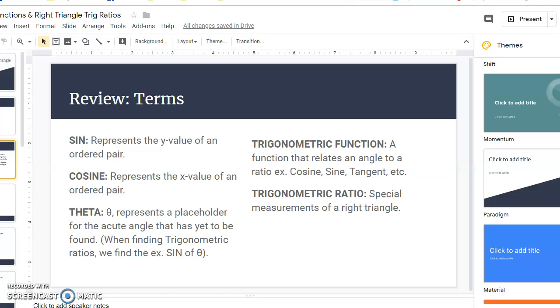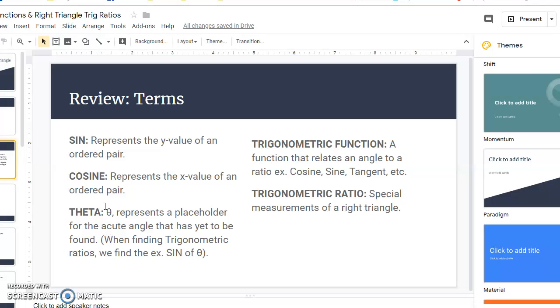A few other terms we will need to know: sine represents the y value of an ordered pair. For example, in x comma y, y would be the sine value. Cosine also relates to that ordered pair, and it represents the x value of that ordered pair. Theta is this value right here, and it is used when solving for an angle. So if we're going to solve for the sine of that angle, we're going to say sine of theta if we do not know the value of that angle, or if we're just talking about it in relation to that angle.